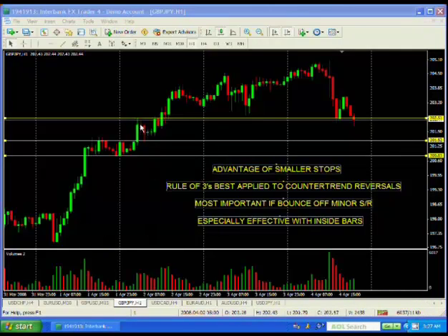So we have our rule of three failure right here at a support level, which is good. Typically, a bounce off of minor support is a prelude to a very nice move upward, and we can see how that transpired here. But back to our theme at hand.